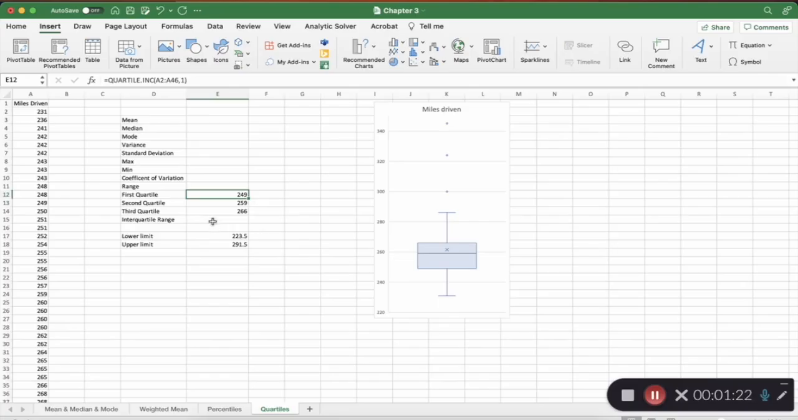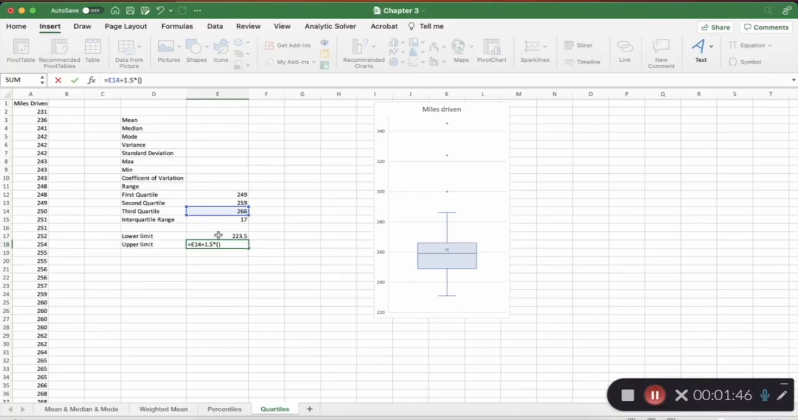By the way, let's find the rest. What is the interquartile range? The interquartile range is just Q3 minus Q1. It's 17. So basically here, when you find the lower limit, you can just select the 1.5 times the interquartile range. We get the same answer. The same thing here.